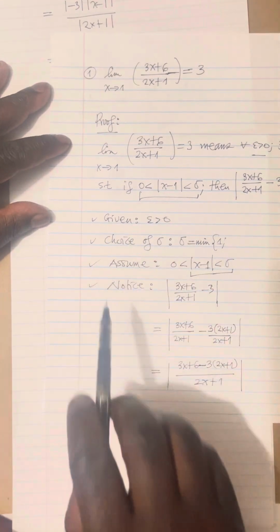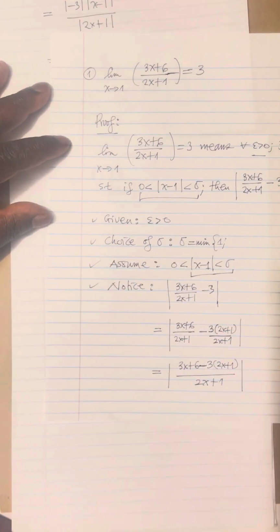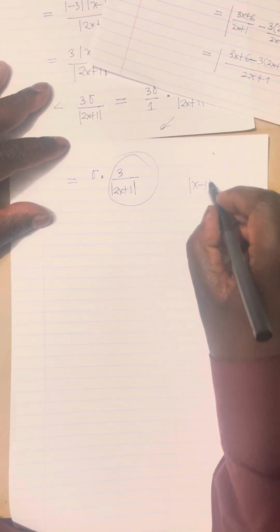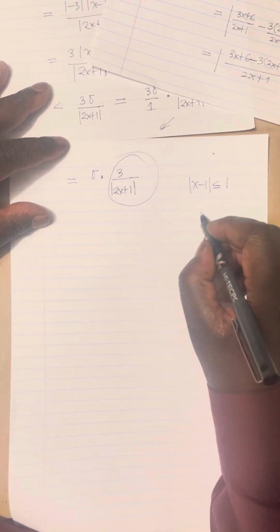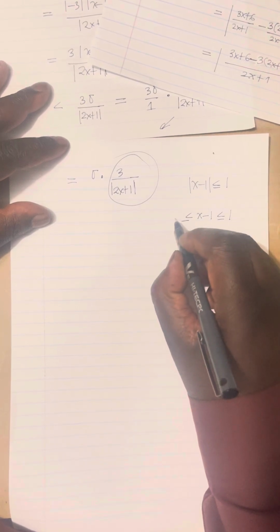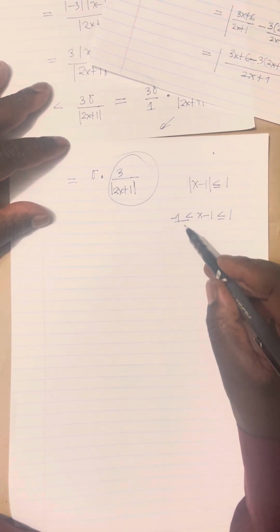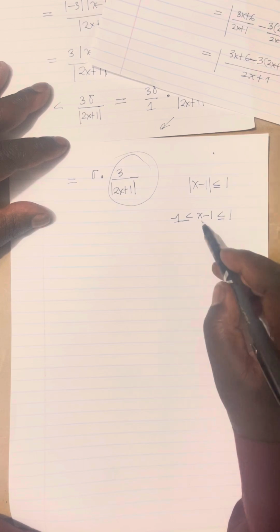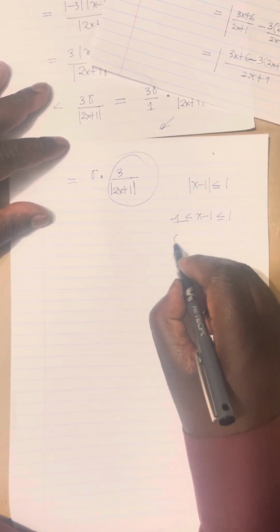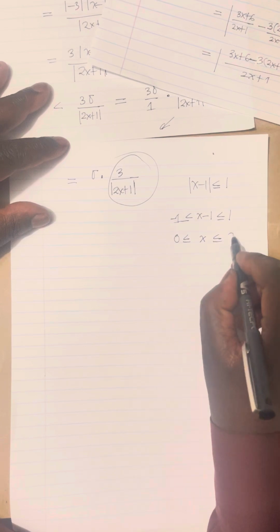Because we want the distance between x and a to be within 1. So I'm now saying x minus 1 should be less than or equal to 1. So the absolute value of x minus 1 should be less than or equal to 1. Using the definition of absolute value, x minus 1 is less than or equal to 1, but greater than or equal to minus 1. I'm going to add 1 here, there, and there. Why? Because I want x only in the center. So this will be 0 less than or equal to x, less than or equal to 2.